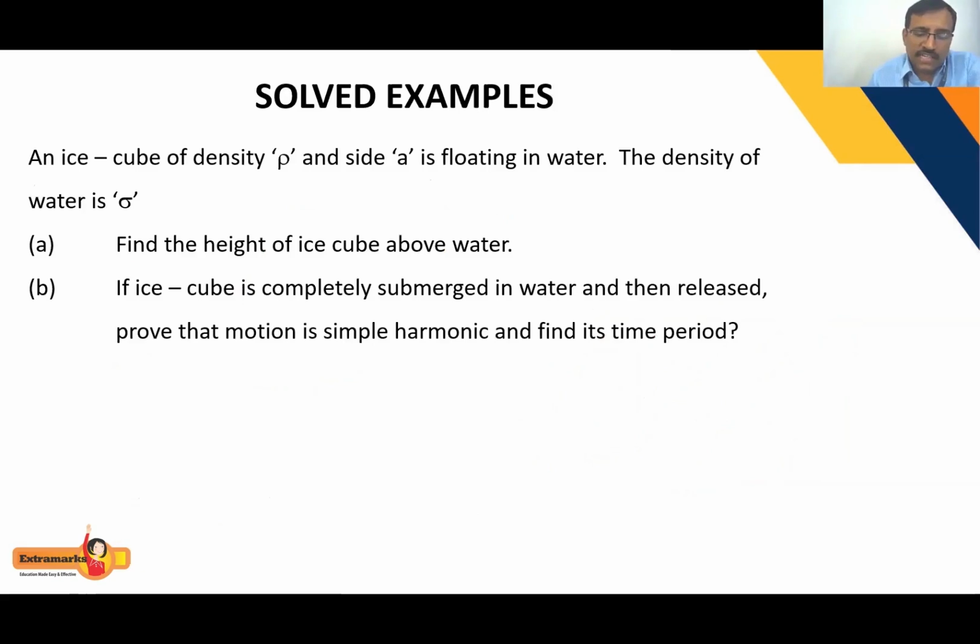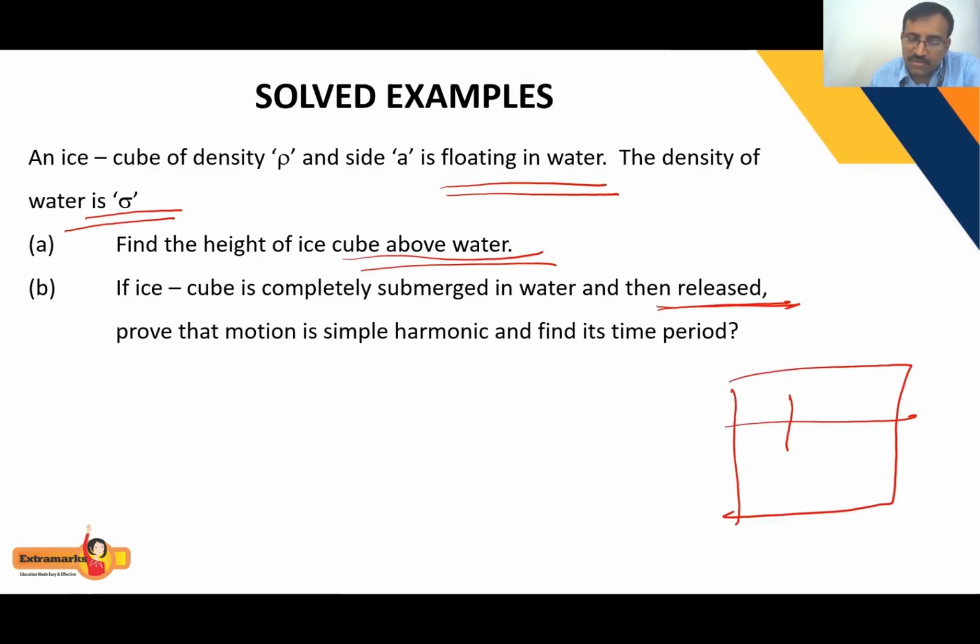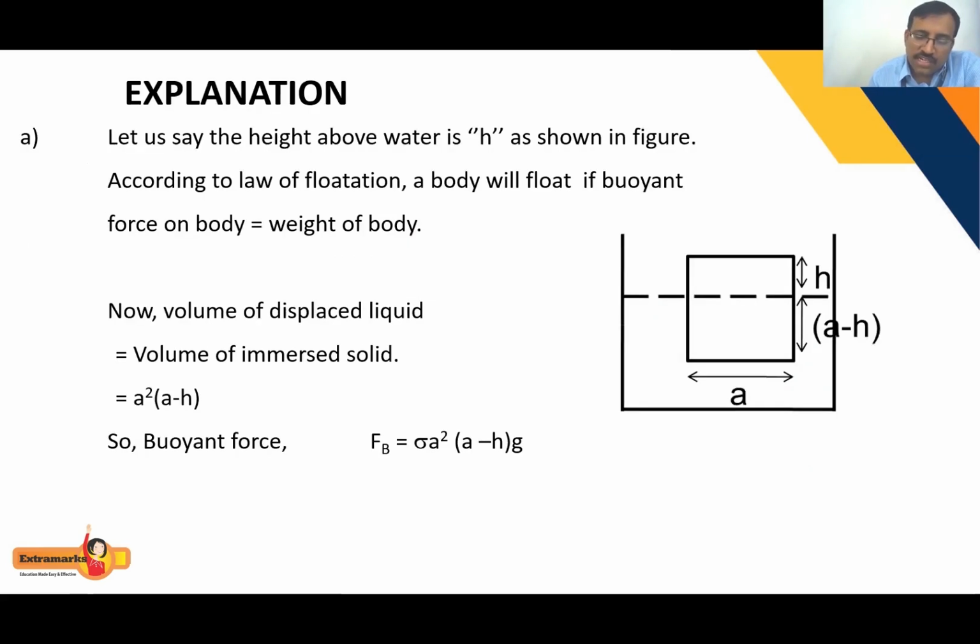Now if an ice cube of density rho and side length a is floating in water and the density of water is sigma, find the height of the ice cube above the water. And if it is submerged and then released, it will oscillate up and down. Then what is its time period? So let us assume the ice cube is this, only the outer part is h height, then obviously the inner part which is inside the liquid column is a minus h.